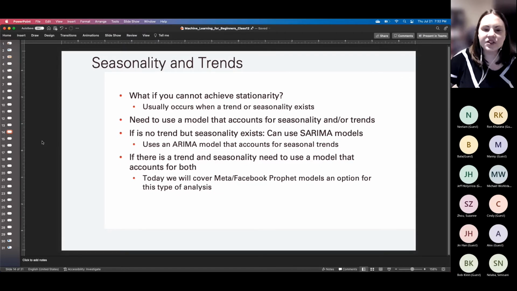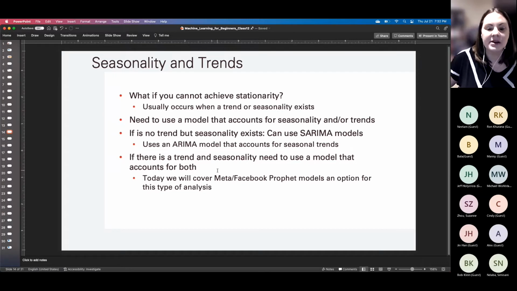So just in general, what if you cannot achieve stationarity? First, second differencing, you still have trends and seasonality. That means you usually need to move on to a different type of model. And in general, you might want to use another model if you're looking at things that generally have a seasonal trend anyway. So one option is to use the SARIMA or a seasonal ARIMA model. That's not what we're going to cover today.